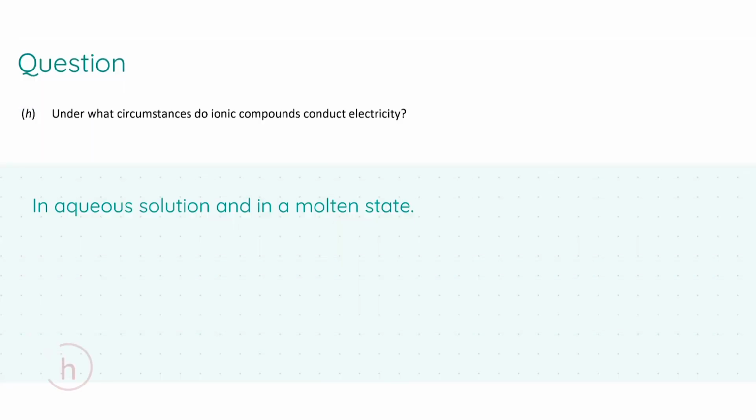Okay, question H brings us back to chemical bonding chapter, okay, and it asks us, under what circumstances do ionic compounds conduct electricity. Okay, now this is kind of something that you do learn off in the chemical bonding chapter. I would recommend you learn off because it does come up a bit in the short questions, and it's quite easy to understand and easy to learn off, right? And the circumstances are in aqueous solution, or you could say dissolved in water, and in a molten state. Okay, and you're going to get 3 marks for each of these, giving you 6 marks in total.